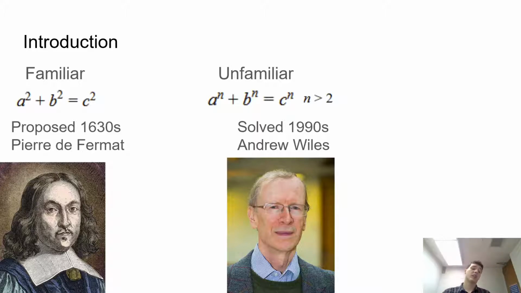So, one thing that's probably very familiar from high school is positive integer solutions of a, b, and c for a squared plus b squared equals c squared. This is very familiar. What's unfamiliar is positive integer solutions of a to the n plus b to the n equals c to the n for any n greater than 2.